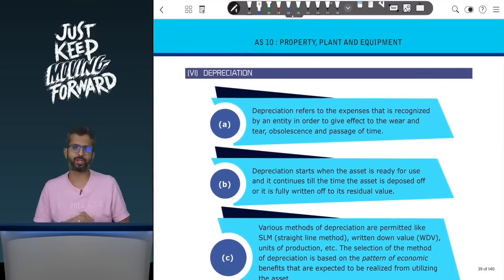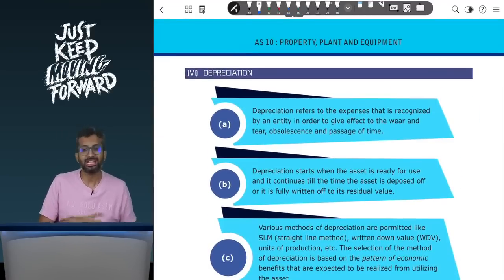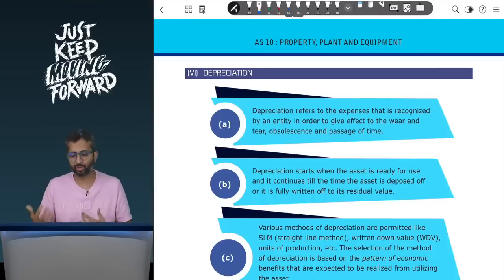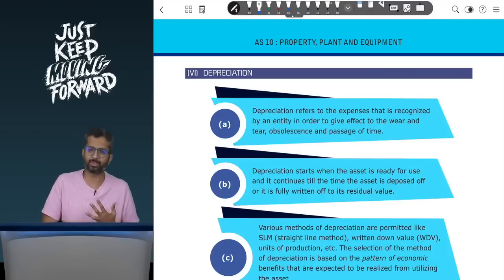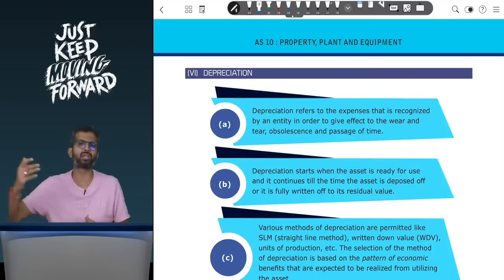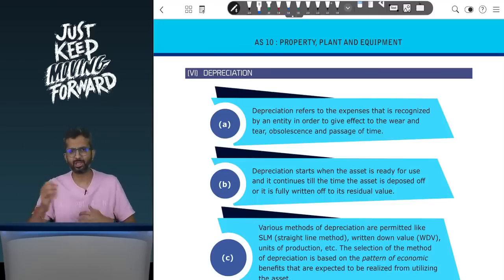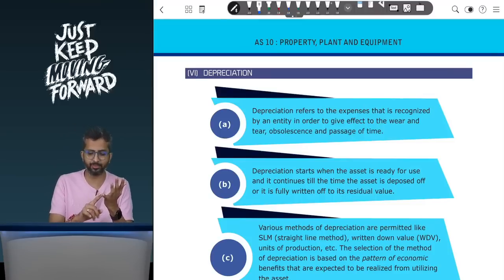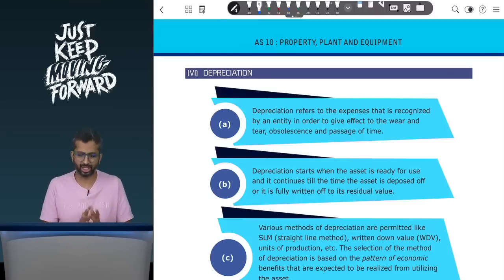In the last section of AS 10 would be depreciation. Depreciation arises from passage of time, obsolescence, wear and tear, etc. The methods of depreciation have not been prescribed, but usually SLM is the most popular, followed by the WDV, but there can be other methods as well, like units of production method, etc., which is possible. The usual ingredients for depreciation involve useful life, salvage value, which are accounting estimates.